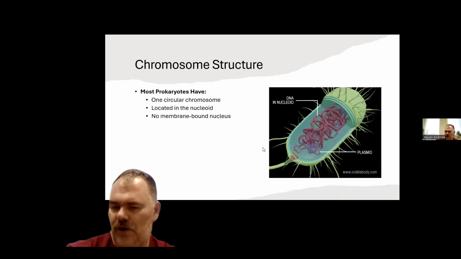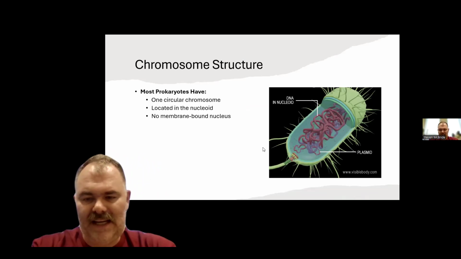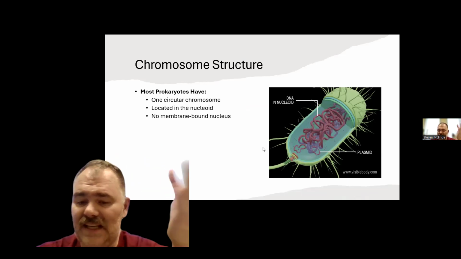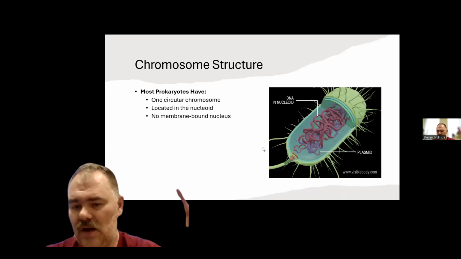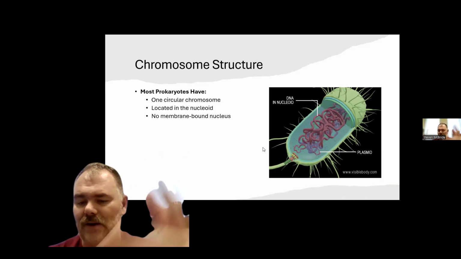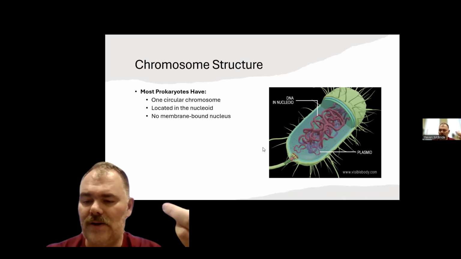Now, the chromosome. A chromosome is a structure that contains DNA and associated proteins. One major challenge for cells is that DNA molecules are extremely long compared to the size of a cell. So cells must package DNA in a compact and organized way. Most prokaryotes have one circular chromosome located in a region called the nucleoid.